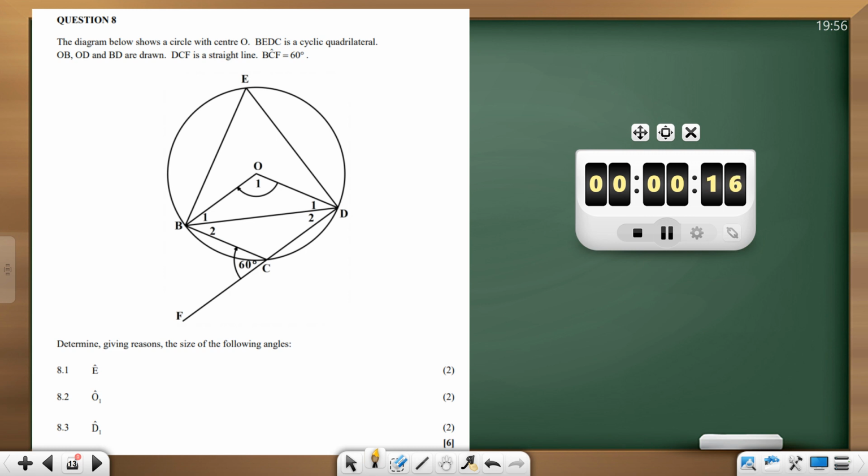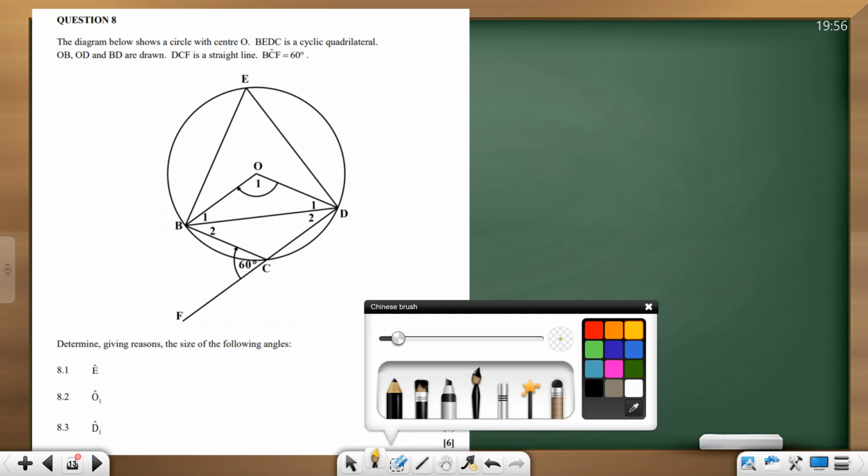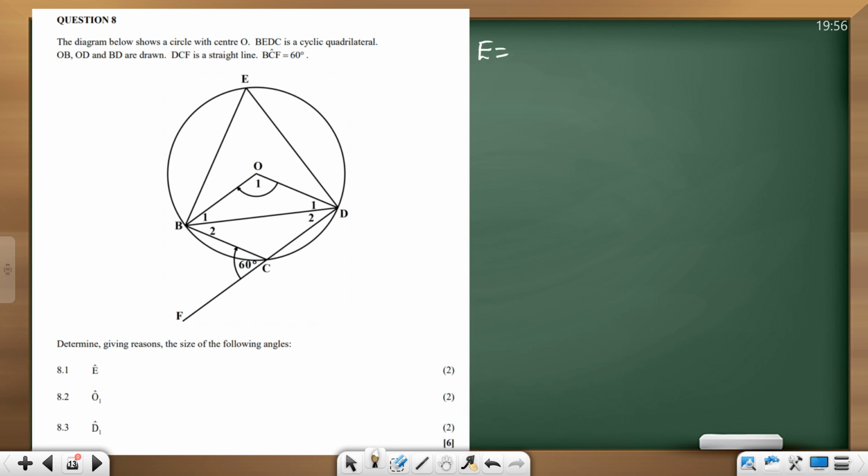Okay, guys, electricity is going to go off. I need to save this video. Number 1, what is E? Guys, please trace the source. Is that okay? Do you notice that E comes from a cyclic chord? You go through all the properties of a cyclic chord. So can we say E equals what? 60 degrees. What's your reason? Exterior angle is equal to what? Opposite interior angle. We are done.